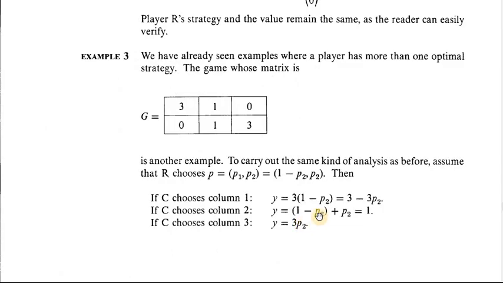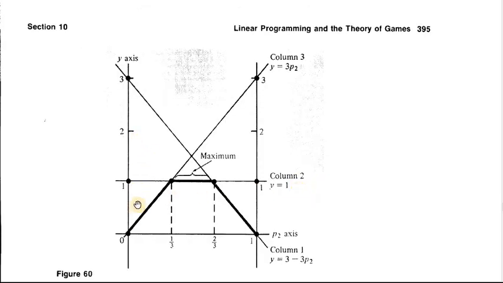Alright, so we've got this. And we can graph these three graphs, y as a function of P2, and you get a graph like this. Now just like before, these three lines, 1, 2, 3, represent the column player's payoff depending on which column he chooses. So for instance, if the row player chooses down here like 1/6, he chooses P2 equals 1/6, the column player is going to choose column 3 because column 3 minimizes the row player's payoff.